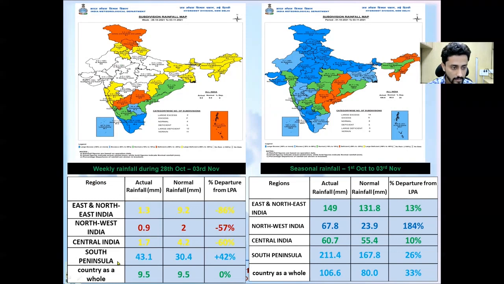If you look at the table here, most parts of India received deficient rainfall, but the South Peninsula received a 42% positive departure with respect to the long period average. For the whole country, rainfall is normal, even though most parts of the country did not receive much rainfall and there is a deficiency, because peninsular India received a good amount of rainfall. As a matter of fact, all India received normal rainfall. But if you look at the whole October month up to 3rd November, most parts of India received a large excess amount of rainfall. You can clearly see that.